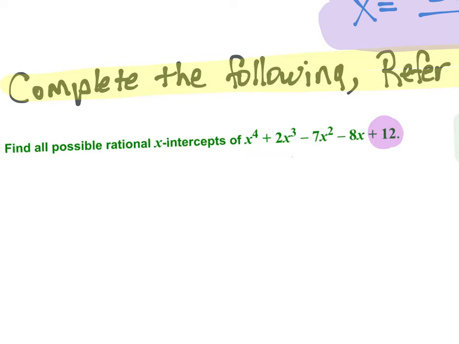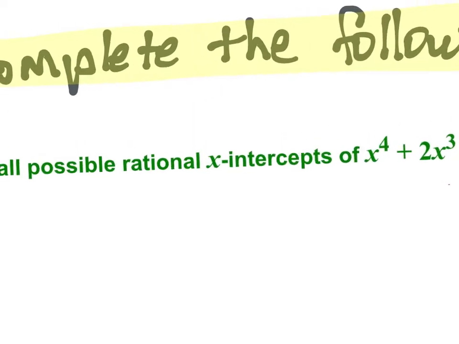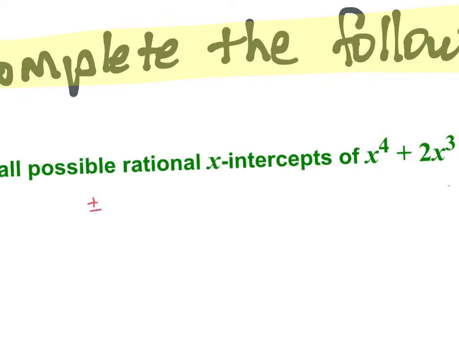So the first thing we're going to do, guys, is list out the factors. So what are the factors of 12? Plus minus 1, 2, 3, 4, 6, and 12. Got to have that plus minus in front.